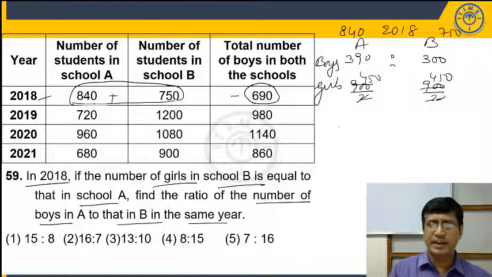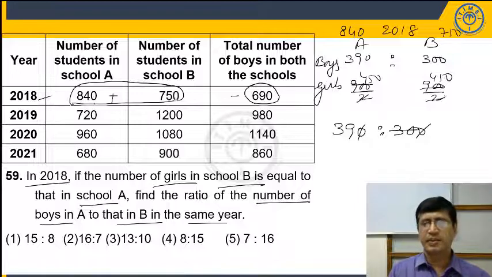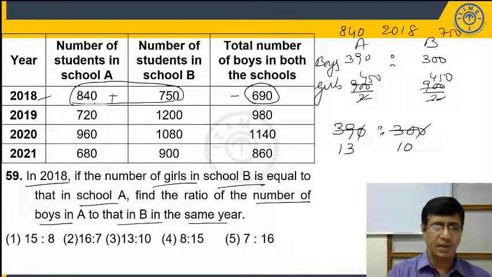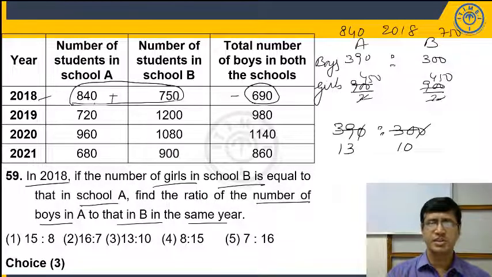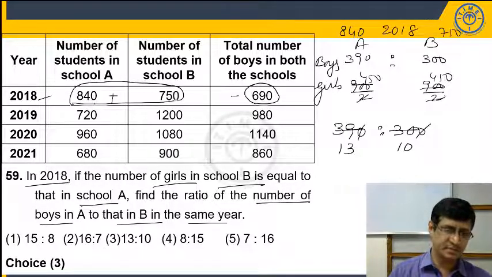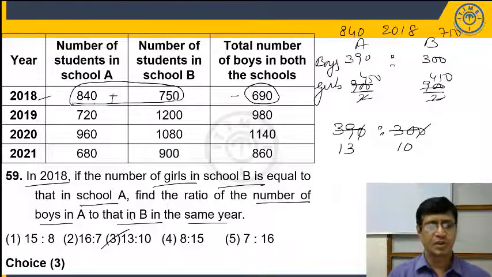So what is the ratio? 390 and 300. Simplify this. Cancel the zeros. Dividing by 3, 13 and 10. The ratio is 13 and 10, option 3. Right answer for this one. Third choice is the right answer.